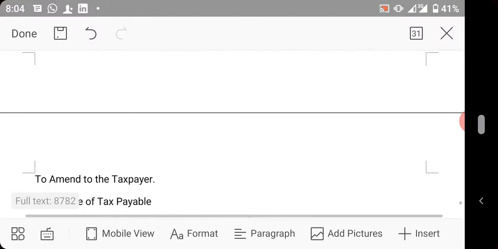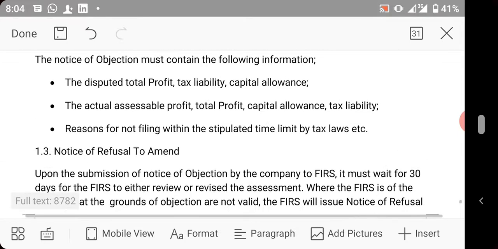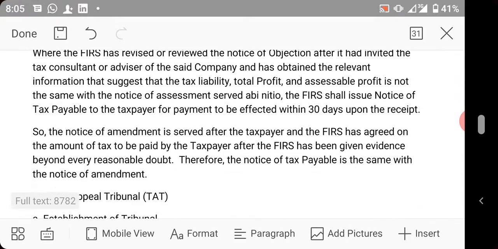Good. Now, you can see I explained notice of tax payable. I also explained notice of refusal to amend. So I've given you the theoretical explanation verbally, so you also read up in the notes which will be given to you. Thank you. Then we'll progress.